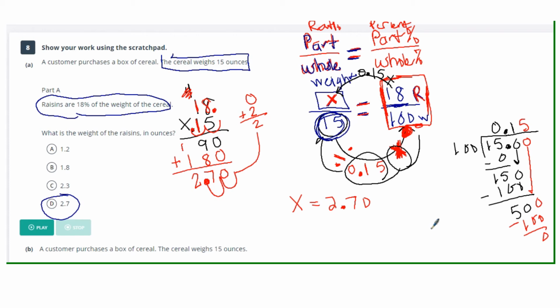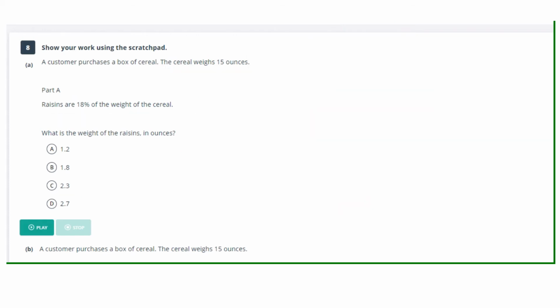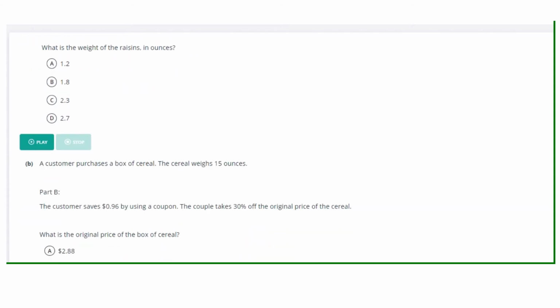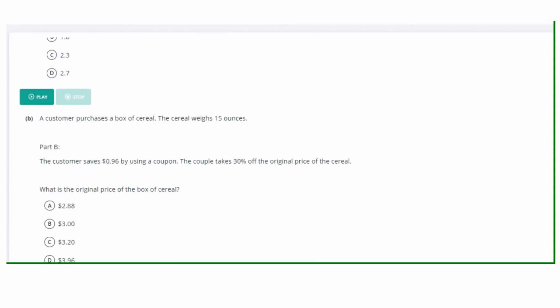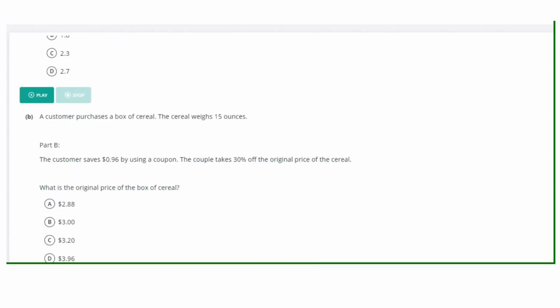Now, you set up the second one the same way. So here is part B. Now this one is different. For part B, you do not need to use 15 ounces. I repeat, you do not need to use 15 ounces. This is part B. So you have your part over whole is equal to part percent over whole percent. So remember your formula. And then you save 96% or $96.